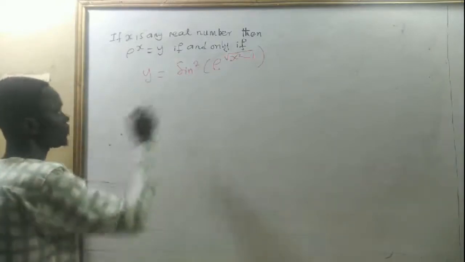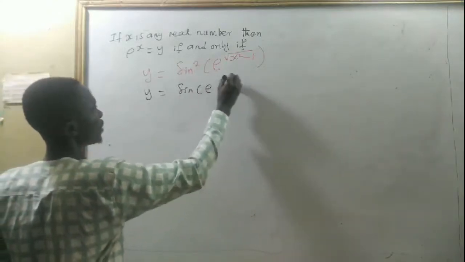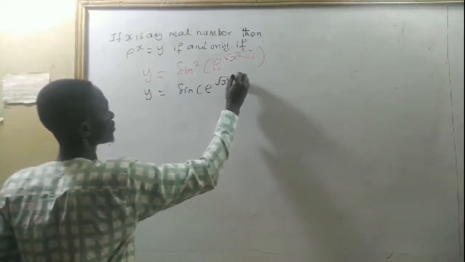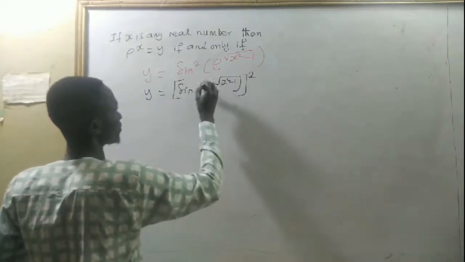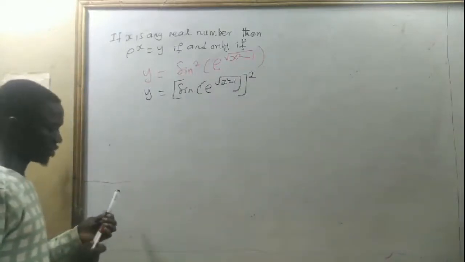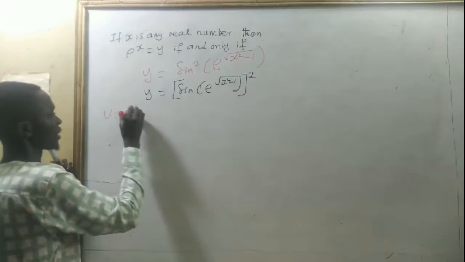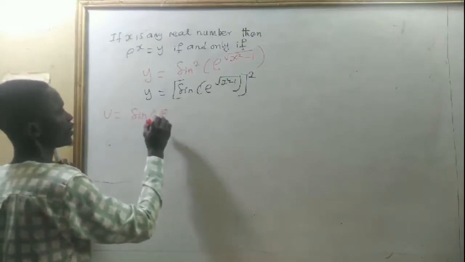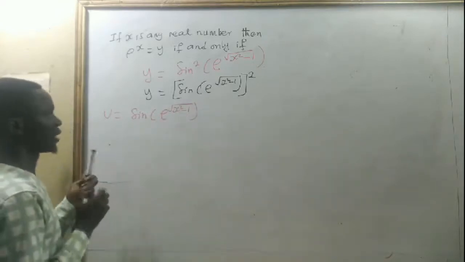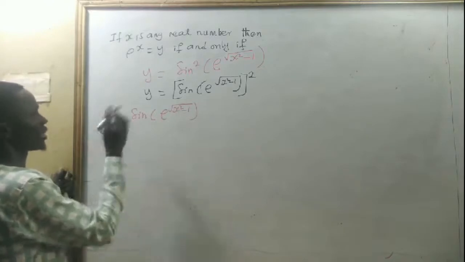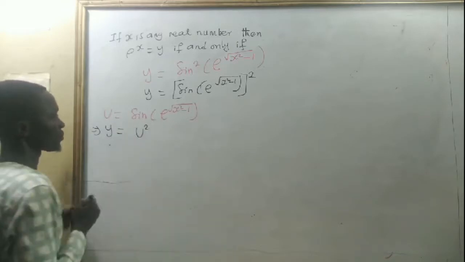So here, this is the same as y equal to (sine of e to the power square root of x squared minus 1) all squared. Here we are going to use the chain rule. So we are going to let u be equal to the inner function, that is sine of (e to the power square root of x squared minus 1). This implies that y is equal to u squared.